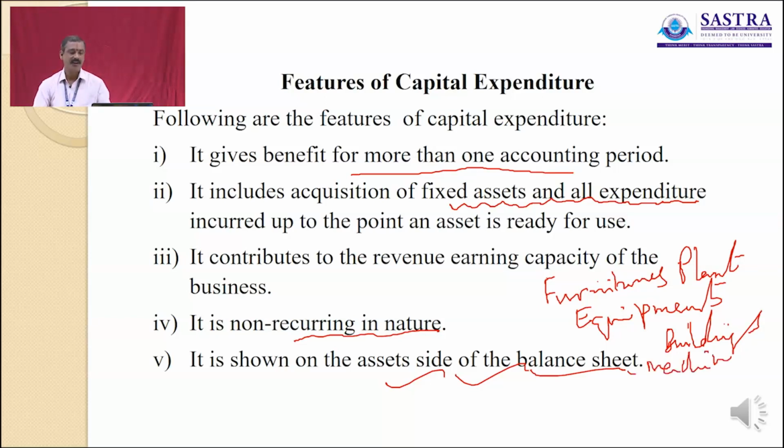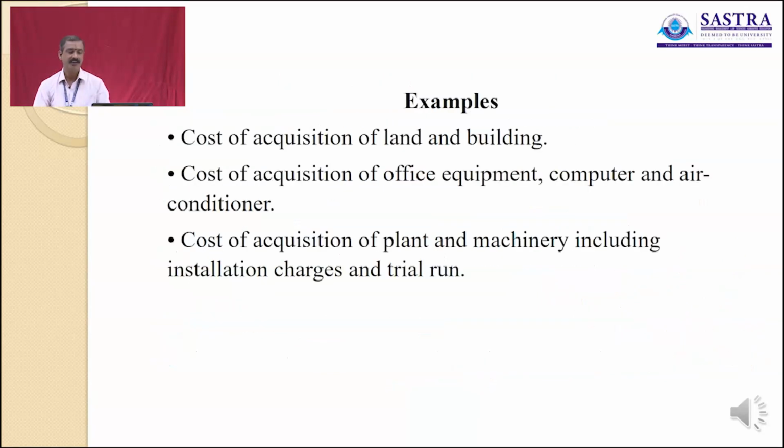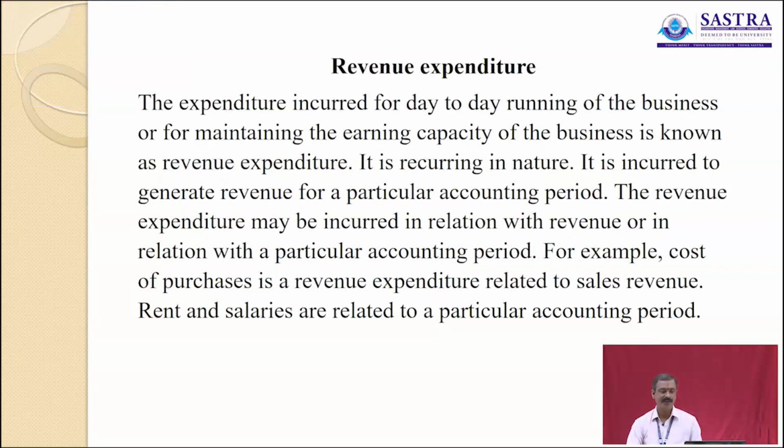Examples: cost of acquisition of land and building, cost of acquisition of office equipment, computer and air conditioner, etc. Cost of acquisition of plant and machinery, including installation charges and trial run. These are all the examples for capital expenditure. We will see now the revenue expenditure.